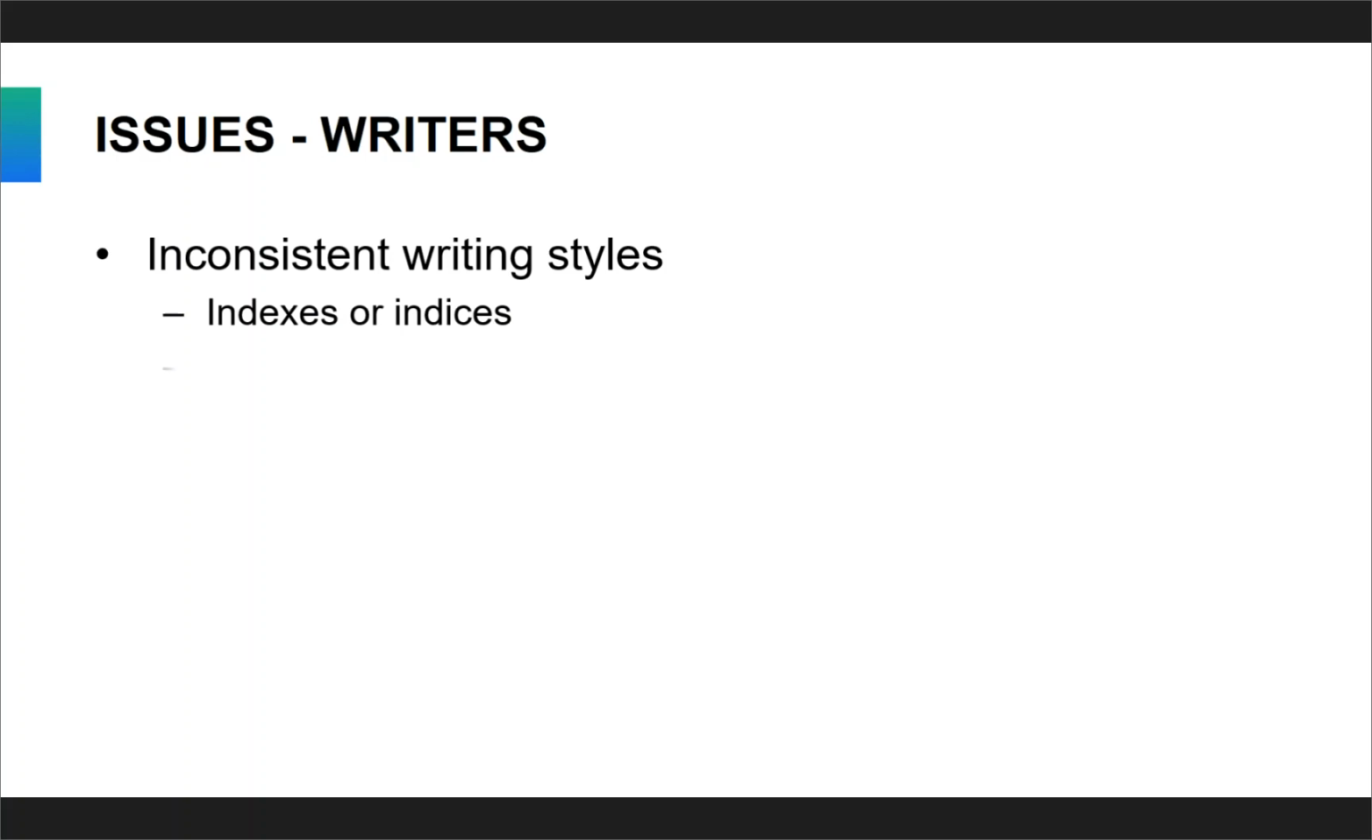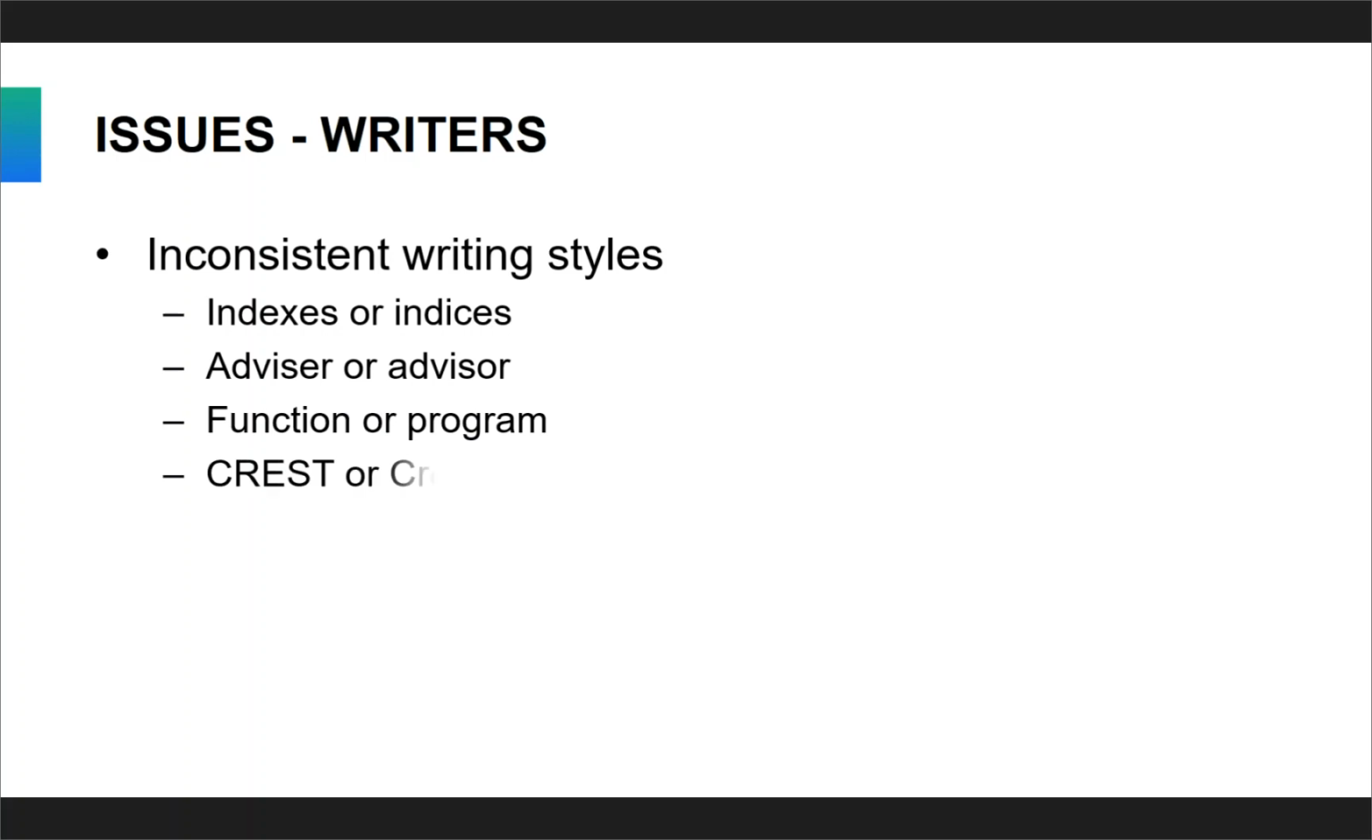We also faced issues as writers, things like inconsistent writing styles. As writers, we all have different writing styles, but as we're all writing for the same product, this produced inconsistencies. For example, words that mean the same thing but that can be spelled differently, indexes or indices, advisor or adviser. Different words that mean the same thing, like function or program. Or even because of the industry we work in, the capitalization of words, in this example, crest.